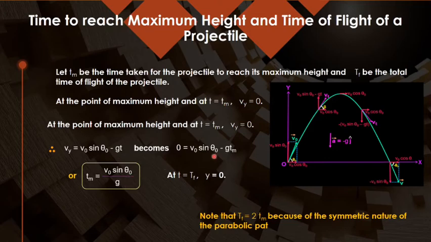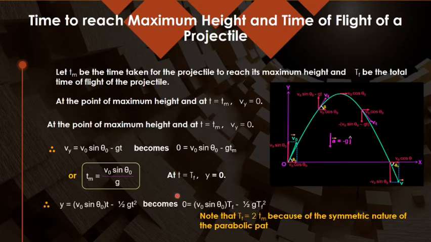And if I want to find the total time to reach the ground, then this is double of this time. This time may be termed as time of ascent, and the time which is used to fall back is time of descent. And it can be proved that time of ascent equals time of descent. So the total time during which the body is in flight is twice the time it takes to reach the maximum height.